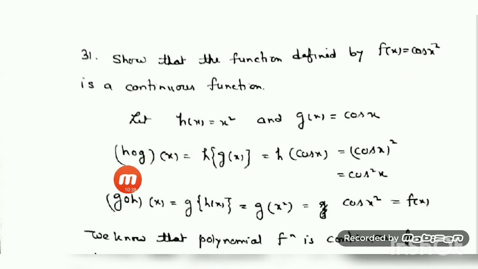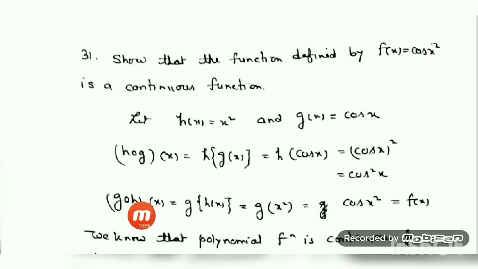So I have found out here h o g of x. By definition of h o g of x, what is the value? h of g(x). Substitute the value of g(x). What is g(x)? It is cos x. So h of cos x. That is h(x) is x square. So what is h of cos x? It is cos x whole square, which is cos square x. So I have not got this function.